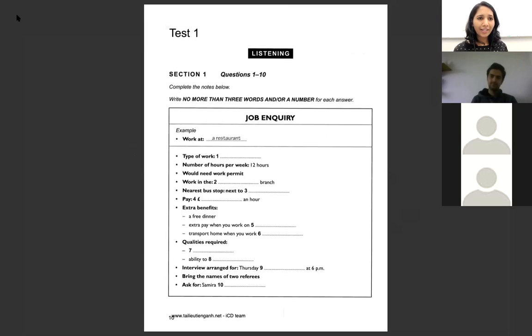So that's the first type of question that we made note of, note completion, where you look at the word limit and then you try and understand or try and predict what the type of word it is that you're looking for. Please give me one more minute.